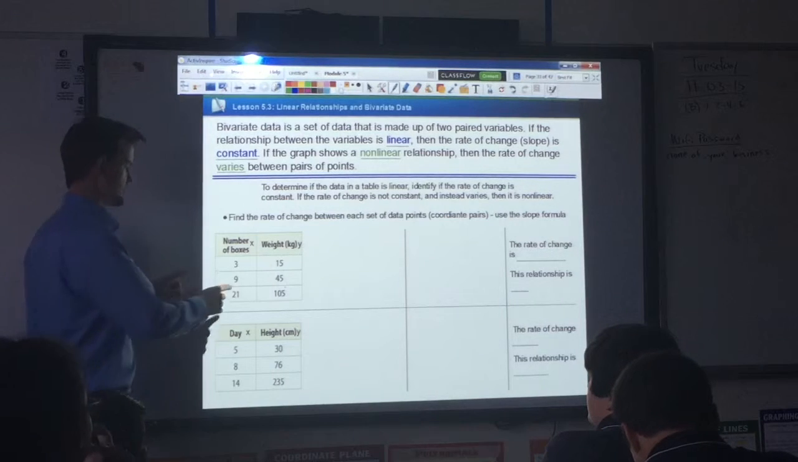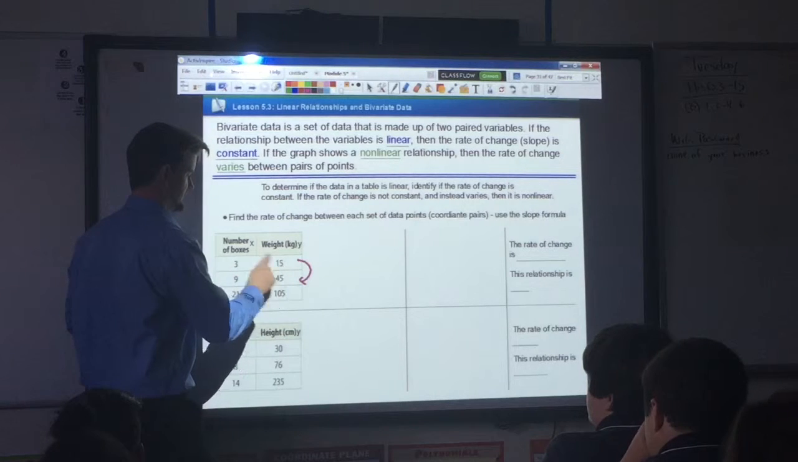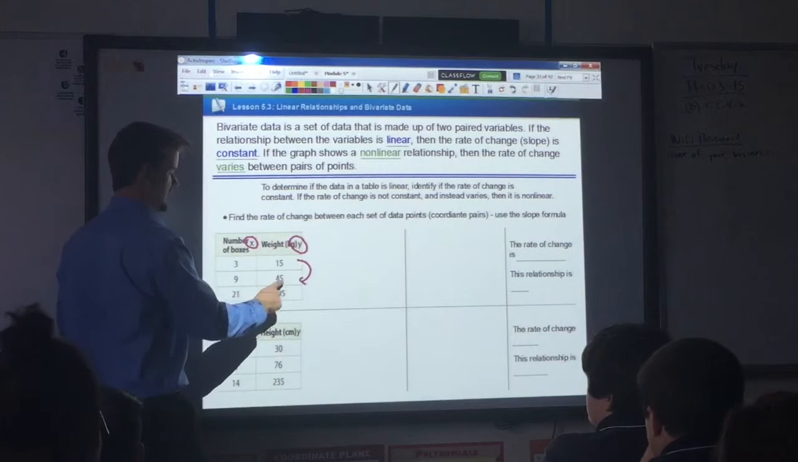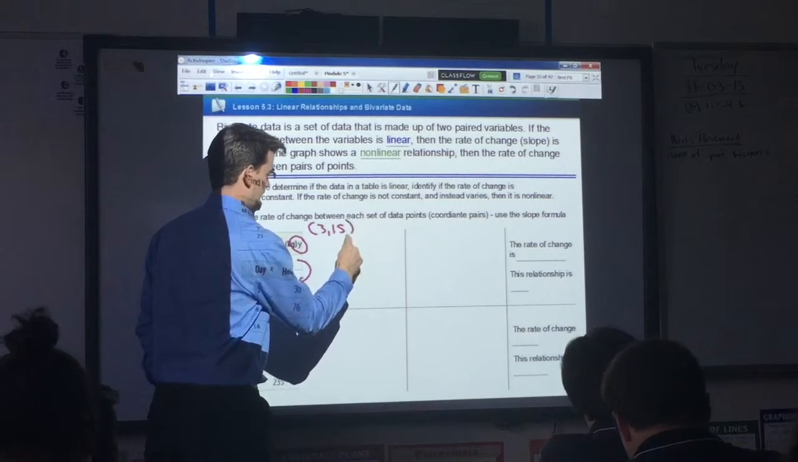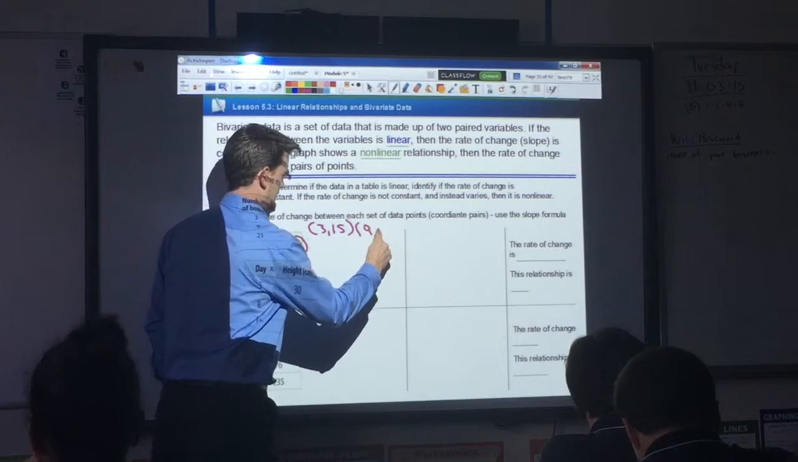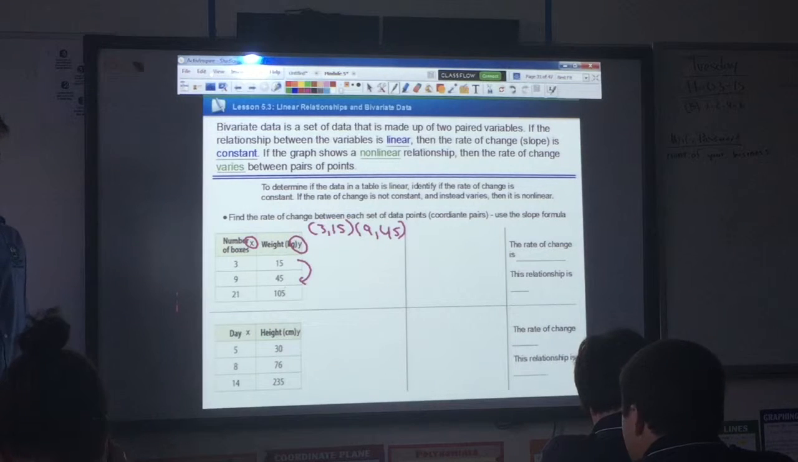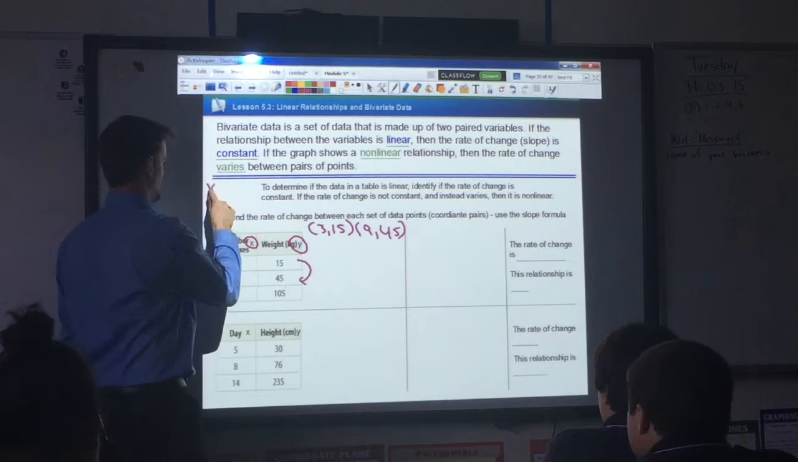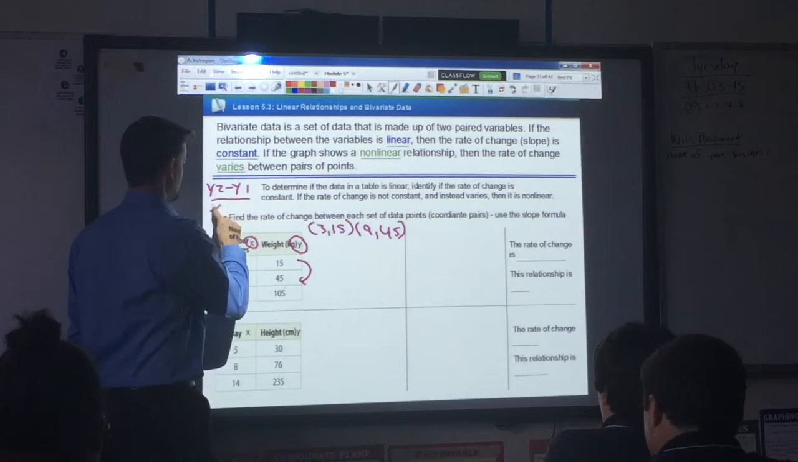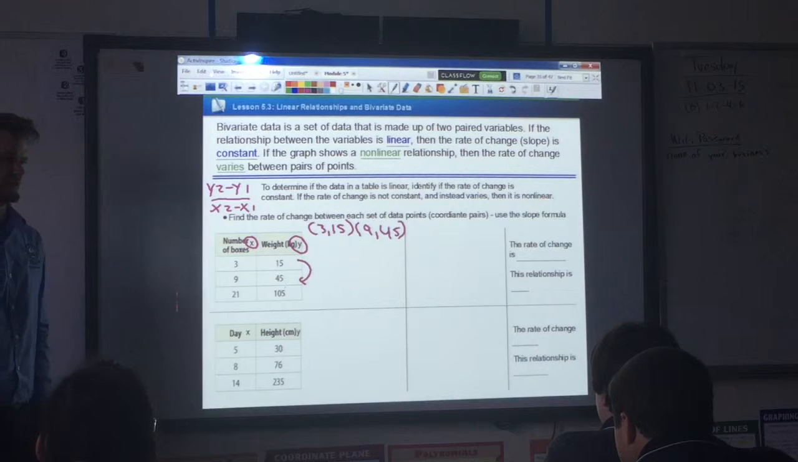Something you already know. So we want to identify the rate of change between the first two sets of points. 3, 15, because that's my x, that's my y, and 9, 45. So these are just coordinate pairs. I have 3, 15, this is stuff we know how to do here, and I have 9, 45. To find the rate of change, remember that we find it the same way that we would find the slope, which means we can use the slope formula. My slope formula, of course, in case you forgot, is y2 minus y1 over x2 minus x1. We substitute in our values, and we determine our rate of change.